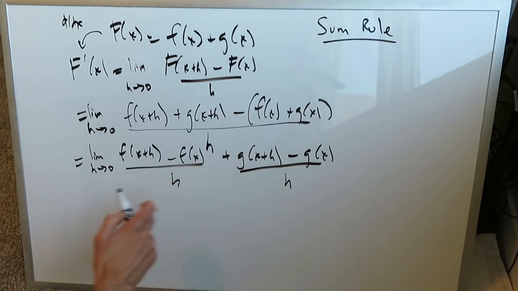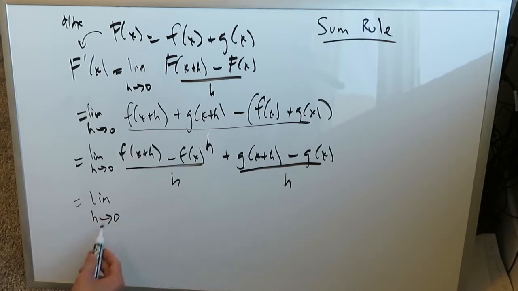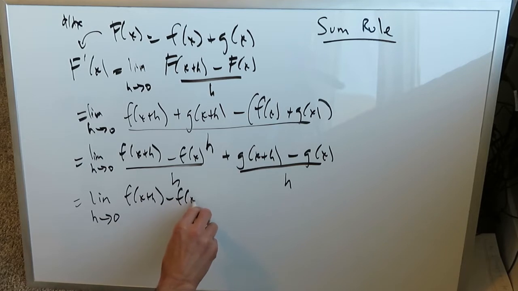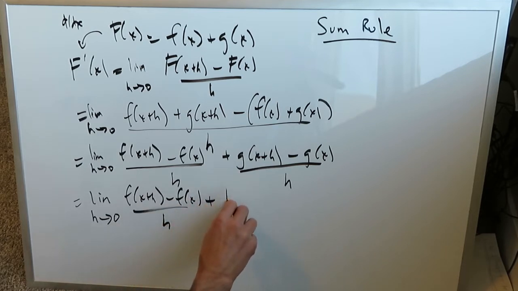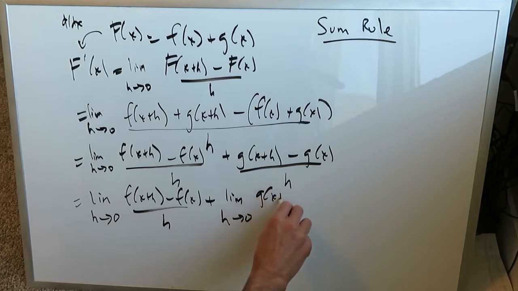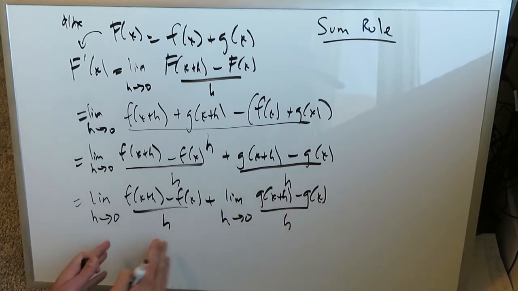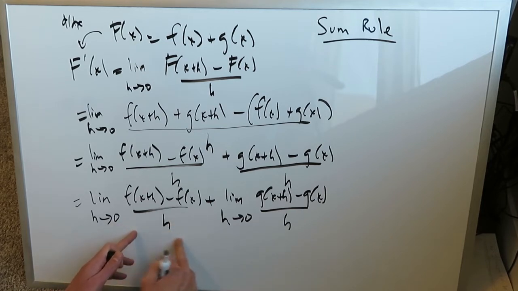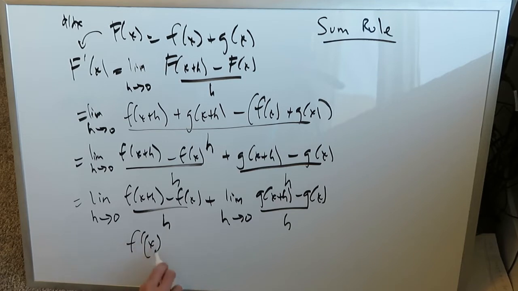Separate everything using the law of limits. Remember, you have to use the law of limits over here. Limit as h approaches 0, you have f of x plus h minus f of x over h, plus limit as h approaches 0, you have g of x plus h minus g of x over h. Now you have individual limits. This looks very much like the formula which you would use for the derivative of the f function. And this, remember this prime, let's make the prime clear.